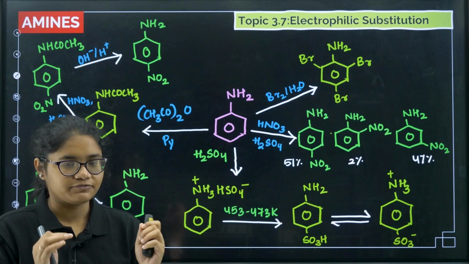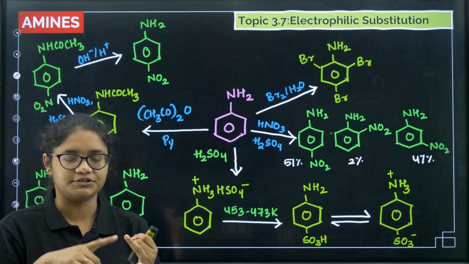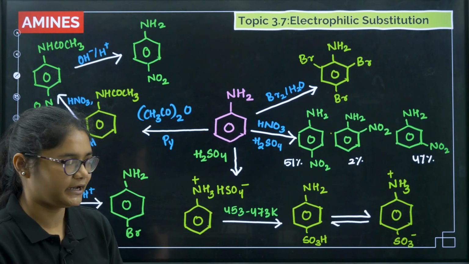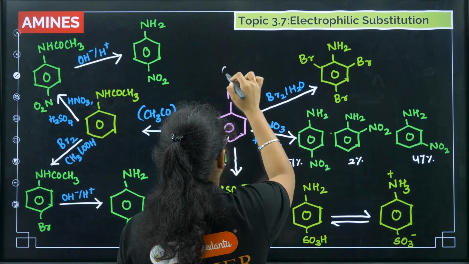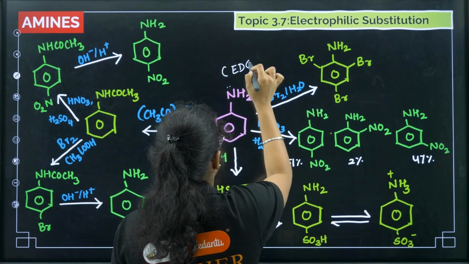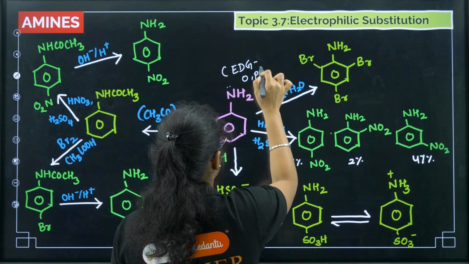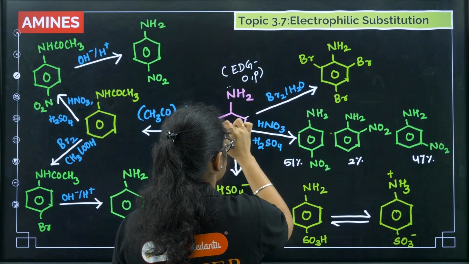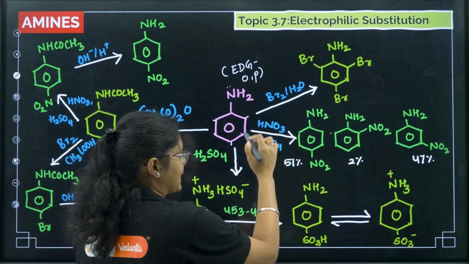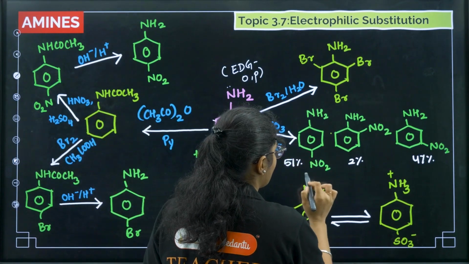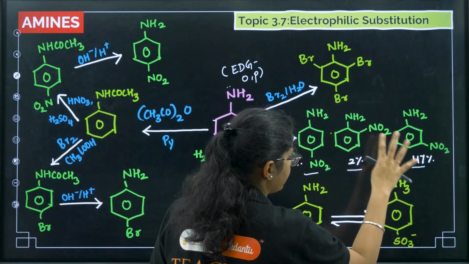Under that I told you we have three reactions: halogenation, sulfonation and nitration, right? So now if you treat it with bromine water, this is an electron donating group, okay, so it will be ortho and para directing, so all the three positions are replaced with bromine group, okay. Now if you treat it with nitric acid, we get ortho, para and meta products, all the three.